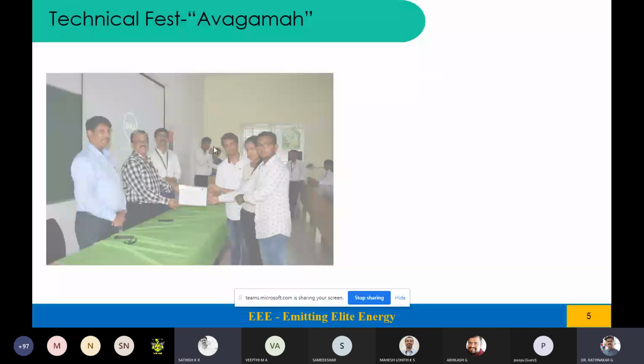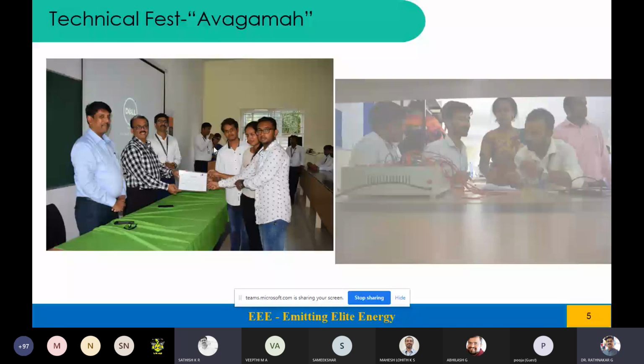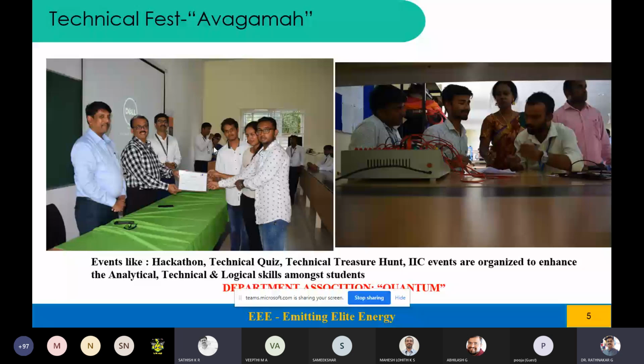This technical fest will be taken annually once. Last year, 1920, we have gone with Avagama. The technical fest name is Avagama. Here I can show the students who are getting a place and getting a prize. It was presented by the HOD as well as the principal of our college.